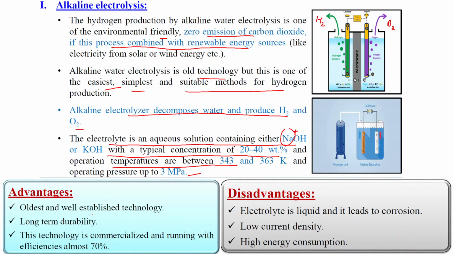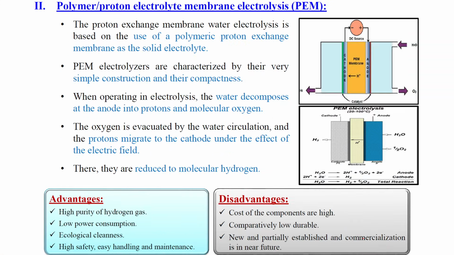So the advantage is it is the oldest and well-established technology, with long-term durability. This technology is commercialized and running with efficiencies of almost 70%. The electrolyte is liquid and it leads to disadvantages. It may lead to corrosion, low current density, and high energy consumption, because we need to provide the DC source. So it is a high energy consumption procedure.